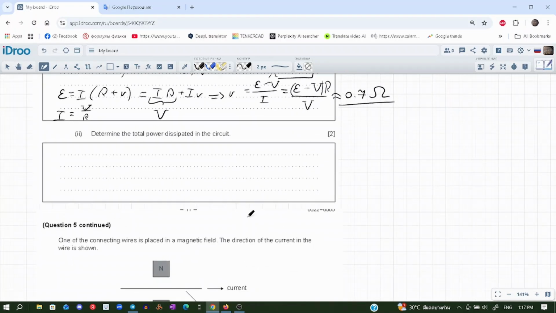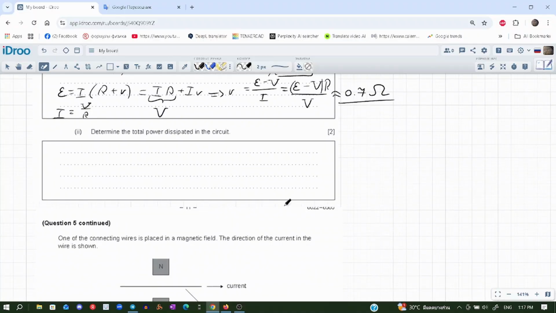Determine the total power dissipated in the circuit. The total power dissipated in the circuit equals I squared times external resistance plus internal resistance. So we will get (V over R) squared times (R capital plus small r), which equals approximately 0.043438 watt. Or we can say that it's 43.8 milliwatts, right?